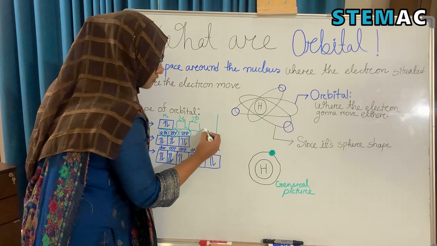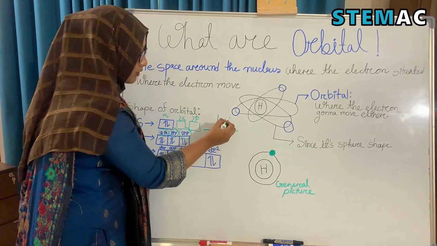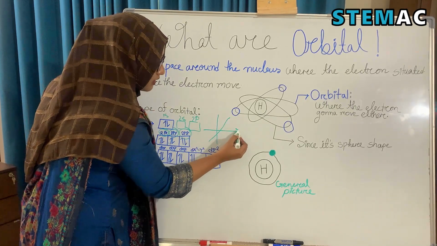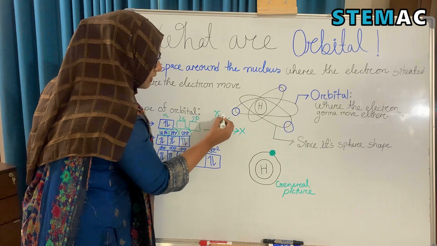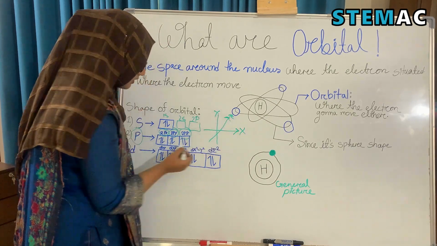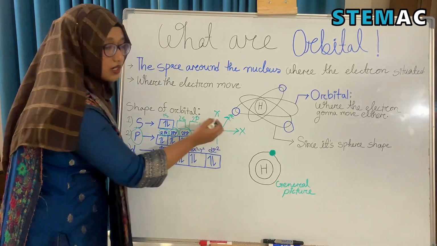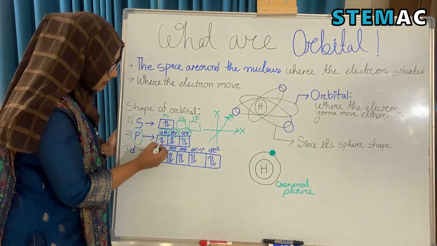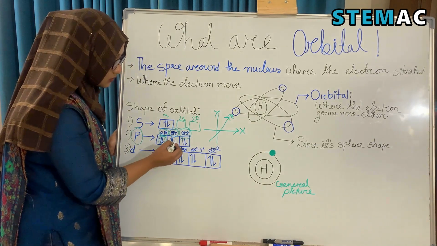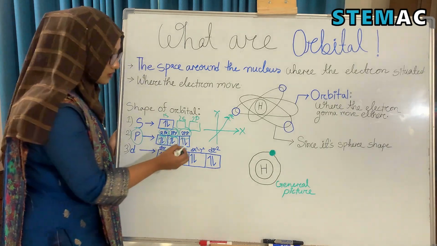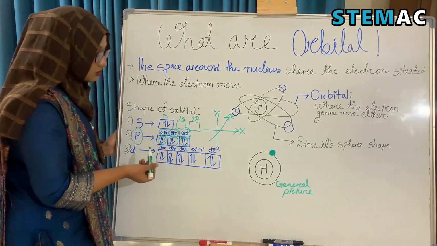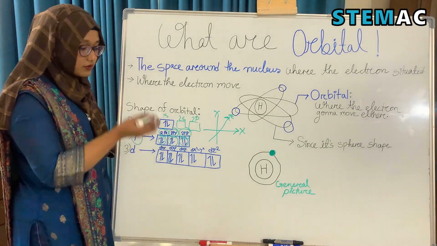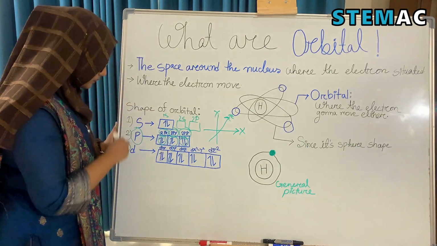It's just like a graph where we have those lines: here we have the x line, here y and z. Those are the lines where the electrons move. In 2px we have two electrons, in 2py two electrons, and in 2pz two electrons, and those electrons move in opposite directions.